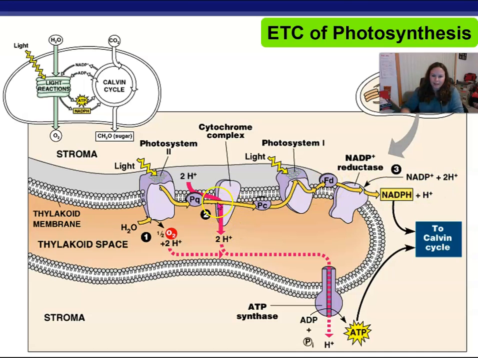And meanwhile, we have an electron transport chain going on, right? So we can gather hydrogen protons down in this thylakoid space and make them run through ATP synthase, making ATP for the Calvin cycle, where we're going to make sugar. All right, so that's the rundown.